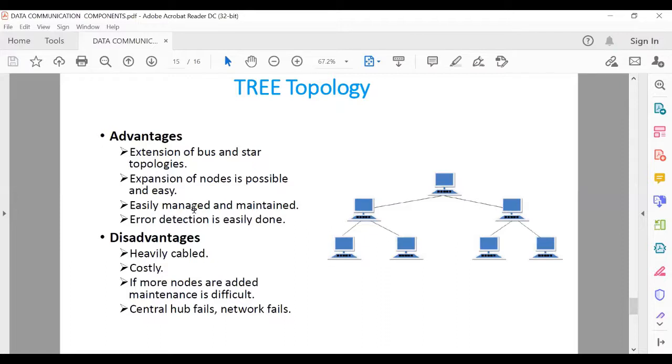Certain disadvantages over there also, like it is heavily cabled, the cost is high. If more nodes are added, the maintenance will be very difficult, and if the central hub fails, suppose this one, then this network will fail, or this one, or this one, these two networks will fail. So it creates the branch like this. Okay, so if the central hub fails, then the network fails. That is the disadvantage.